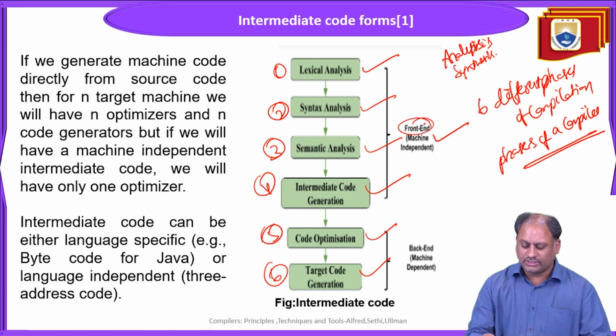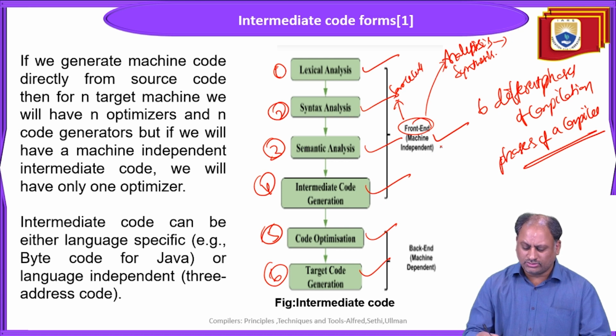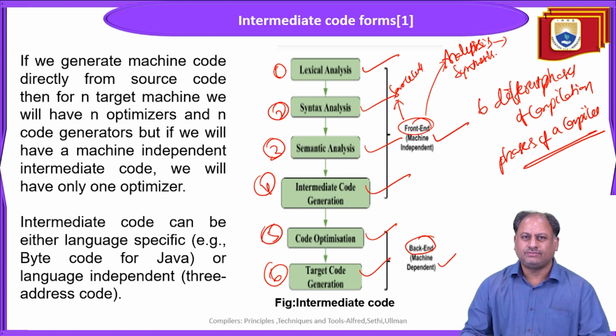The front end accepts the source code from the given language, and following the phases, the analysis phase releases the code from the front end. That code is passed to the second phase, the synthesis part, which is called the backend, where the machine dependent code is generated. The code generated by the front end is machine independent code.